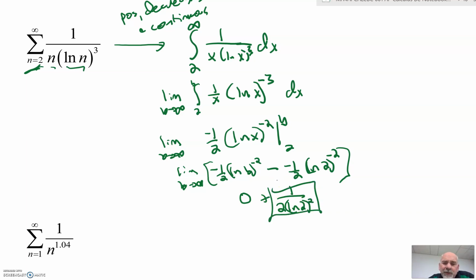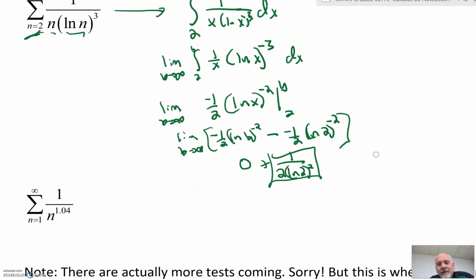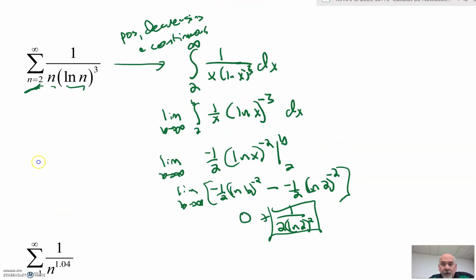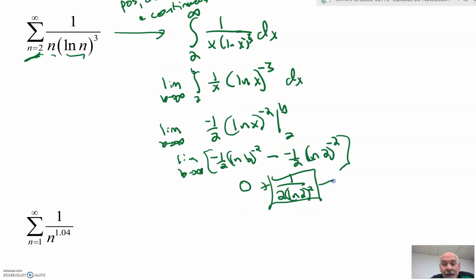The book often will do little tricks here. They'll try to do some cute algebra if they can with natural logs, but we'll just leave it like that. Okay, cool. So that one's done. Integral test. Oh, so I didn't finish it. It converges because it gets closer and closer to a number. So therefore this series converges.